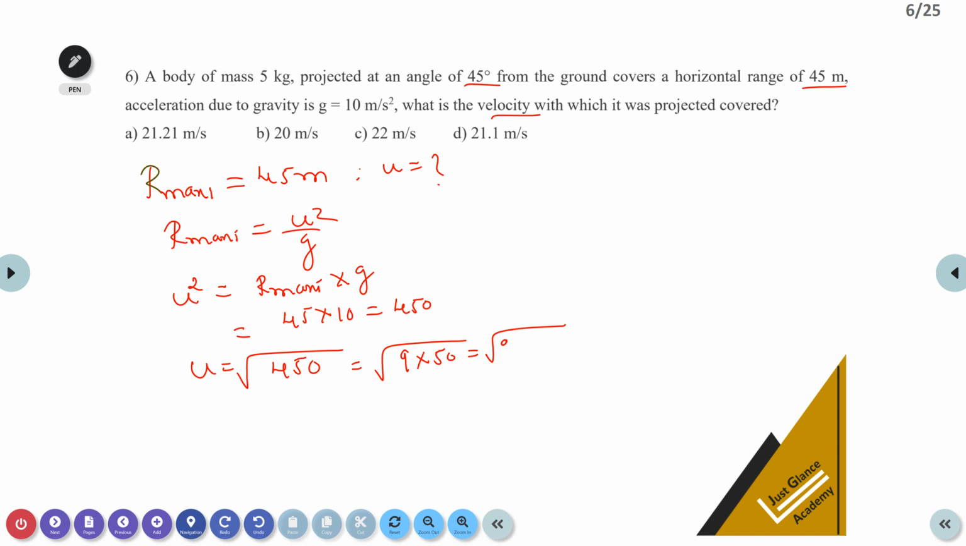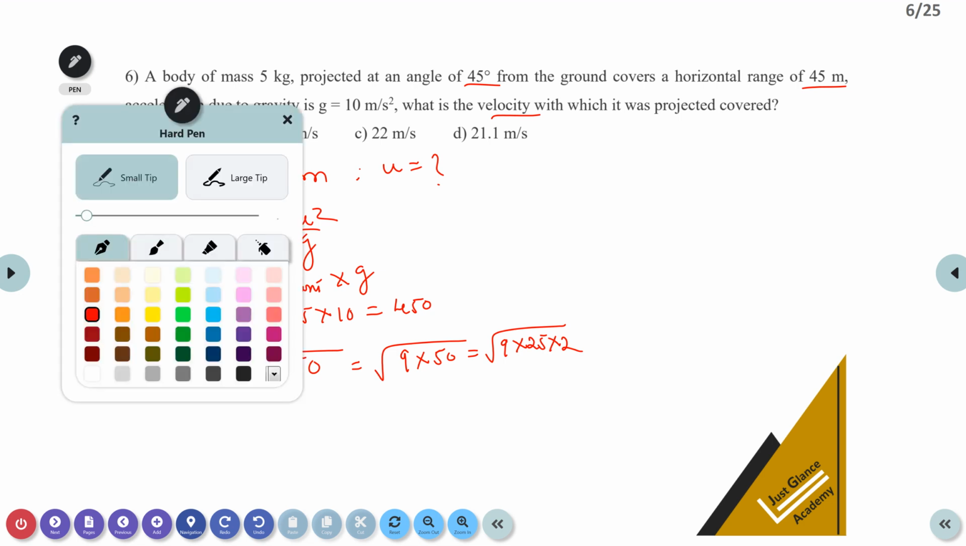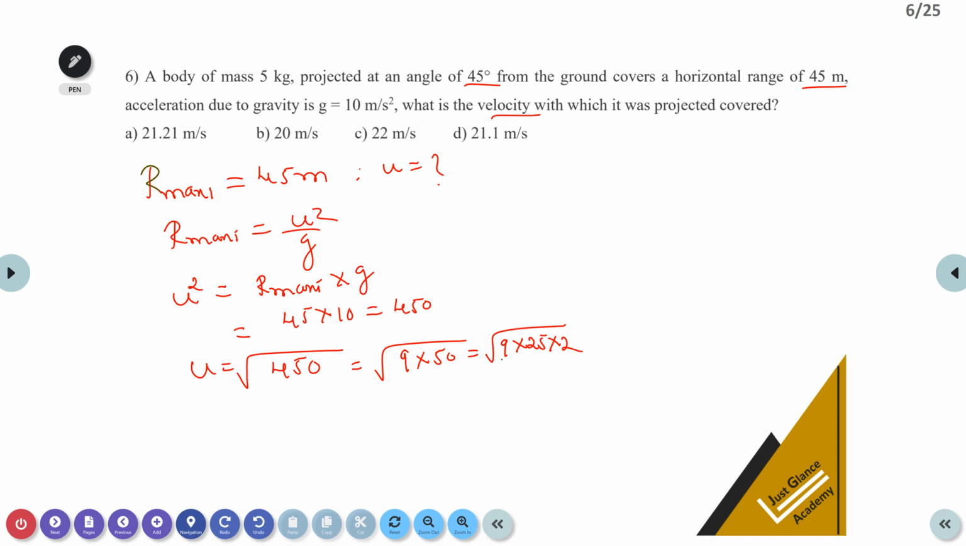Can I split it like this? 9 into 25 into 2. Now take the square root of this. The square root of 9 is 3, the square root of 25 is 5, and this is the square root of 2. So U equals 15 root 2 meter per second. Root 2 is nothing but 1.414, so it comes to 21 point something, close to that.